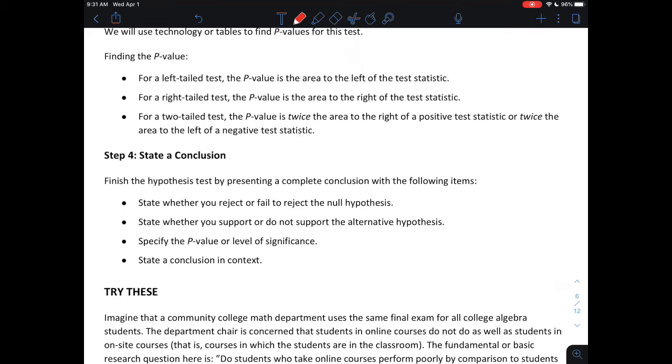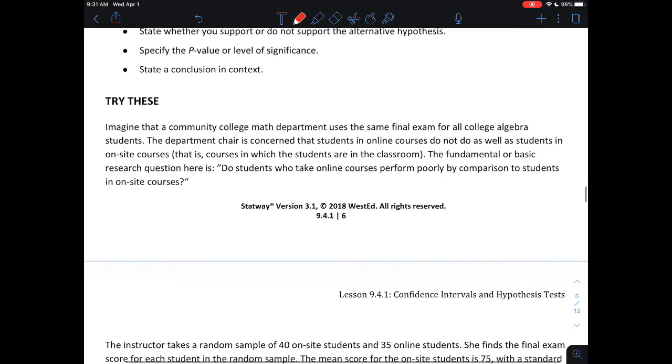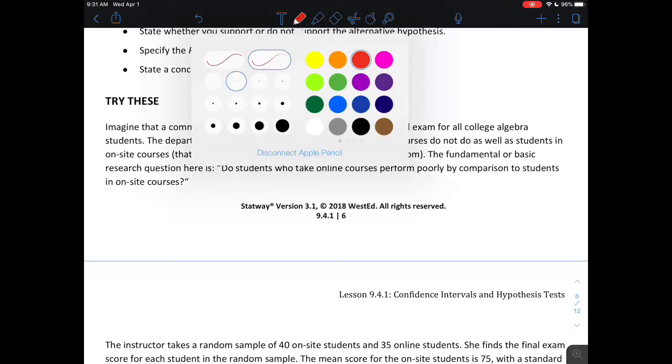State what your p-value is or your level of significance, and then write a conclusion in context of the whole situation. So to finish this lesson, let's look at an example.